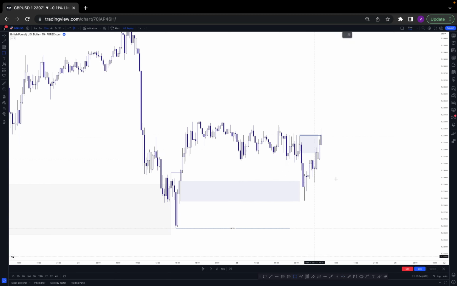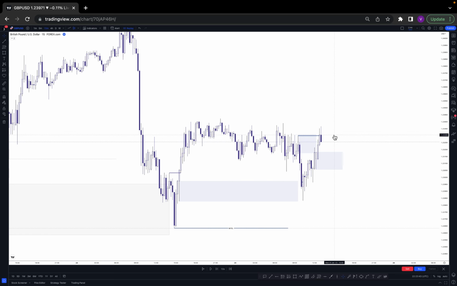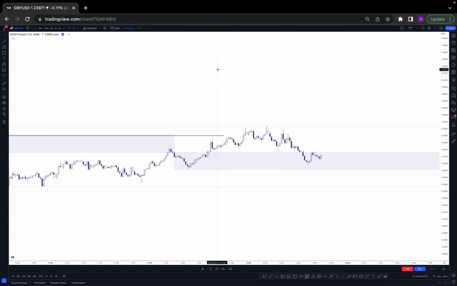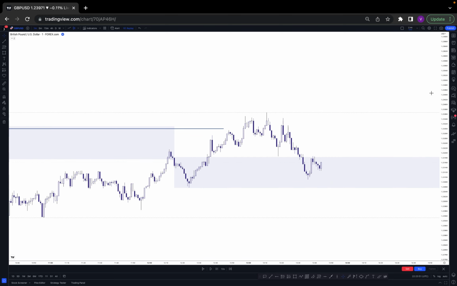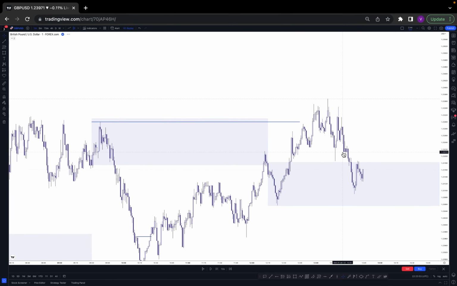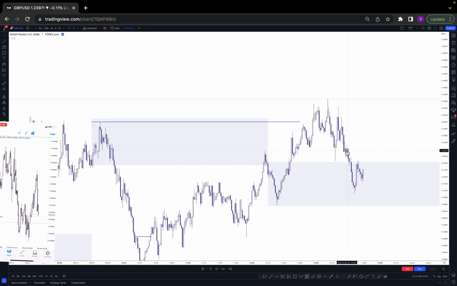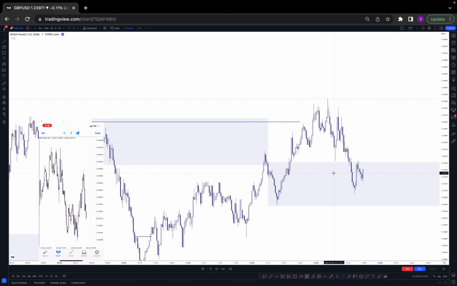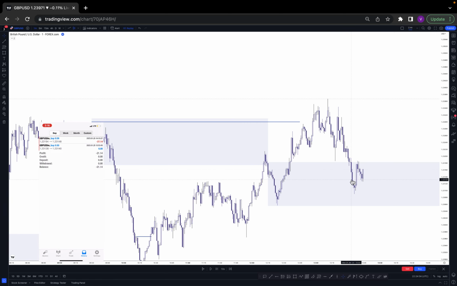I took my rectangle tool and marked out the demand that flipped this entire zone and led to a change of character. Let's play this forward. After we tapped into it, I dropped down to my M1 and took an entry here, which stopped me out. The first entry that I took from here, I had already broken even, but it stopped me out as well.